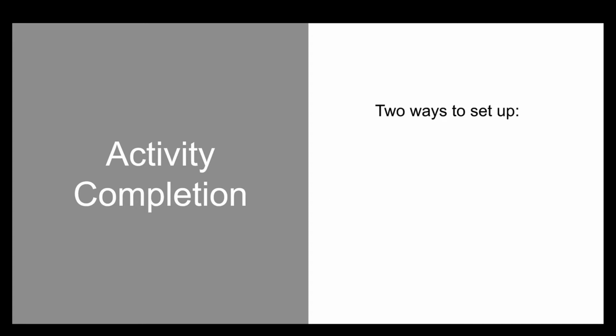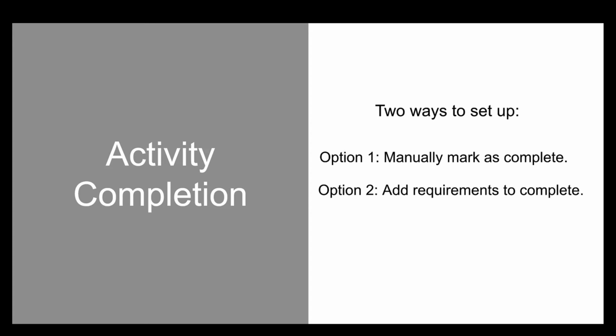There are two different ways instructors can set up to track completion. Option 1 is to allow students to manually mark when they complete the activity. If you choose this option, the Mark as Done button will appear to the right of the activity. Option 2 is to choose Add Requirements, and depending on the type of activity, certain completion conditions will apply.